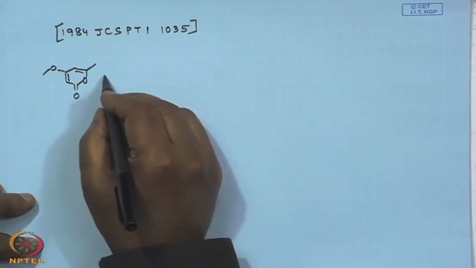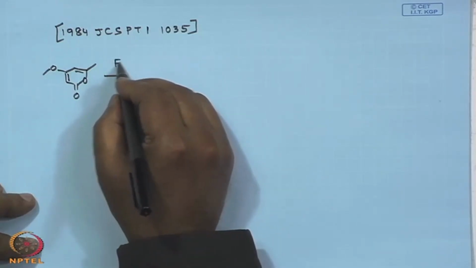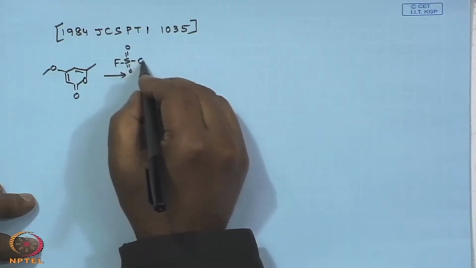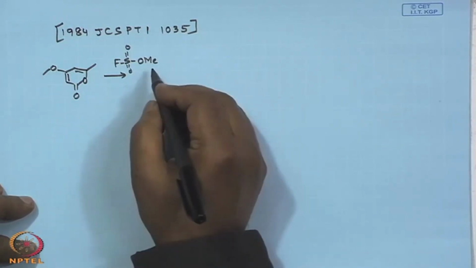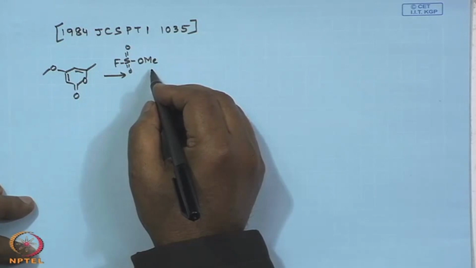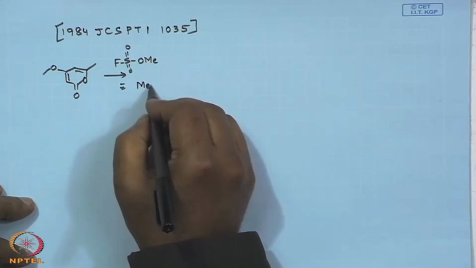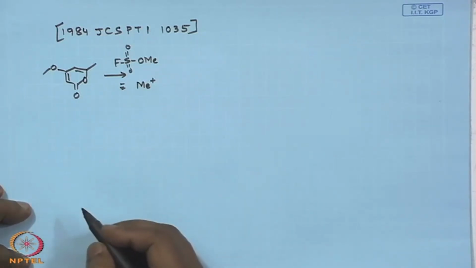Now, if you use a very strong methylating agent, in this case methyl fluorosulfonate, one of the very strong methylating agents. So, what do you expect now? It is basically a source of hard methyl ion, methyl plus, just like methyl iodide and methyl sulfate, and occasionally we also use methyl triflate. So, what do you expect here?